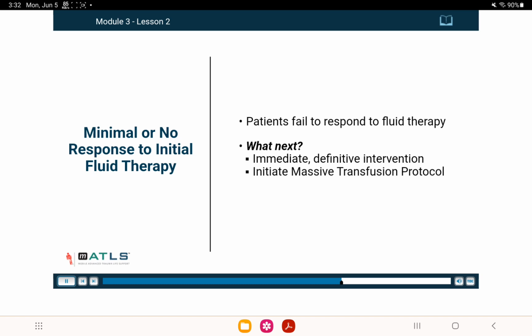Failure to respond to fluid therapy dictates the need for immediate, definitive intervention, such as an operation or angioembolization to control hemorrhage. Non-hemorrhagic shock always should be considered as a diagnosis in this group of patients, and advanced monitoring techniques are useful to identify the cause of shock. Massive transfusion protocol should be initiated in these patients.